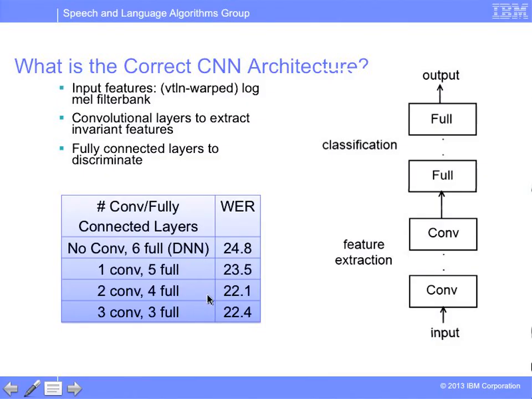It's 9 by 9, so 9 in time represents 90 milliseconds, and 9 in frequency represents about 3 bark. So the 9 by 9 is what's used in this first layer. In the second layer, it's 3 by 4. I've tried 4 by 15 and 15 by 4, and all sorts of combinations, but that's what seems most optimal.